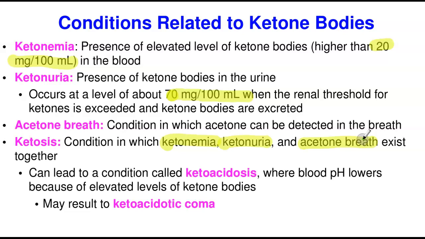Now, these conditions can lead to what we call ketoacidosis. Remember, these ketone bodies are acidic. They can easily ionize to release hydrogen ions. The buildup of these hydrogen ions reduces the pH of the blood, and that results in a type of acidosis called ketoacidosis. And ketoacidosis usually leads to ketoacidotic coma, which is a common cause of death in people who have untreated diabetes, particularly type 1 diabetes.